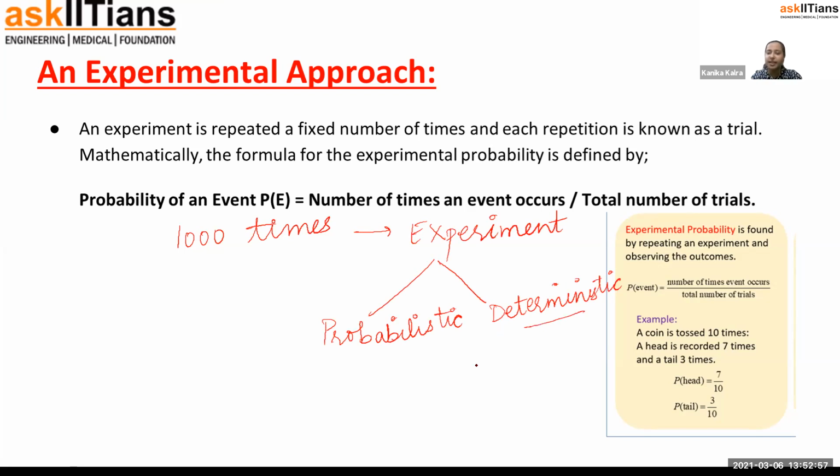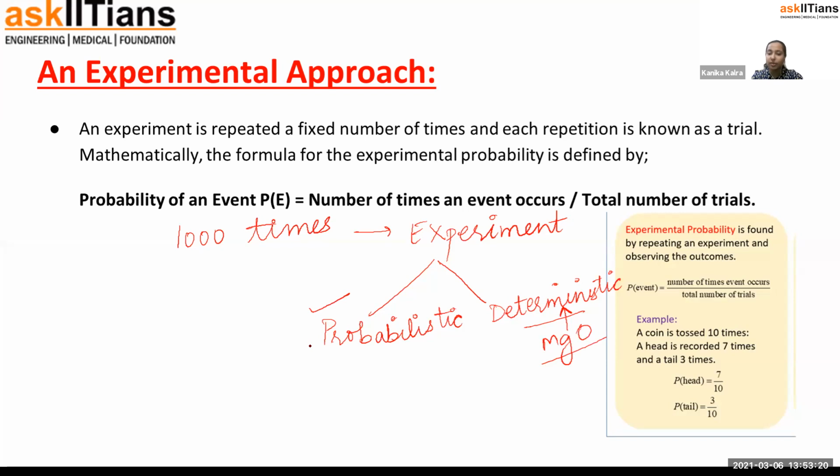So deterministic experiment means whose result is already known to you. For example, if we talk about any science experiment, let's say I'm burning a magnesium ribbon. We know that we get magnesium oxide only every time. So the result is already known to you. That means it's a deterministic experiment.